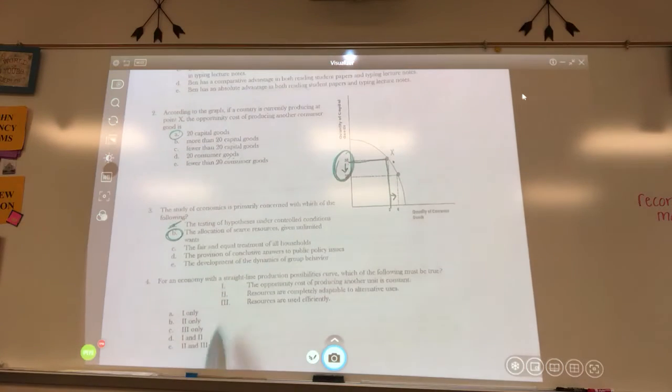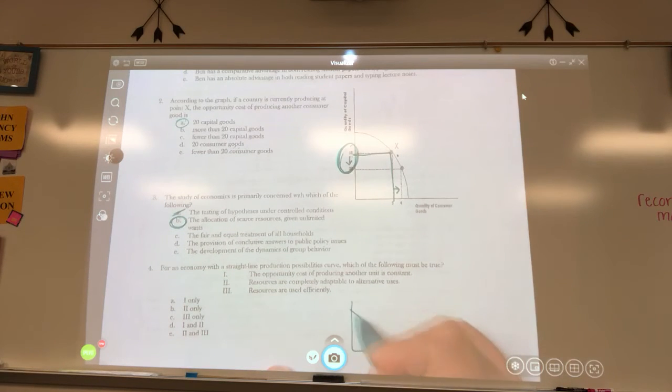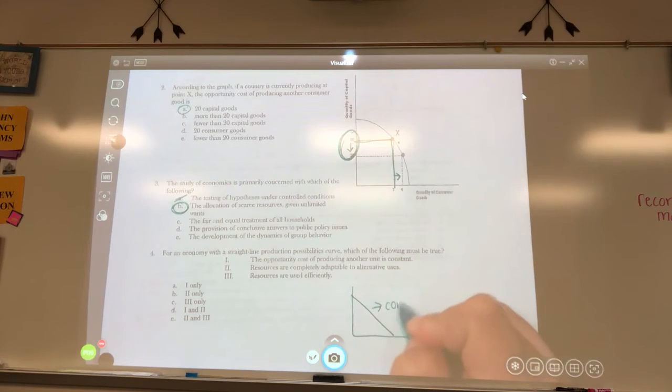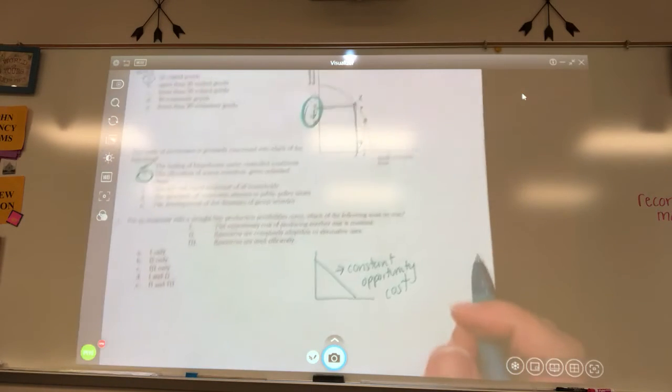Okay. For an economy with a straight line production possibilities curve. Oh wait, what did we talk about this? When they have a straight line, what does that tell me? This is a constant opportunity cost. Okay, let's look at this stuff.